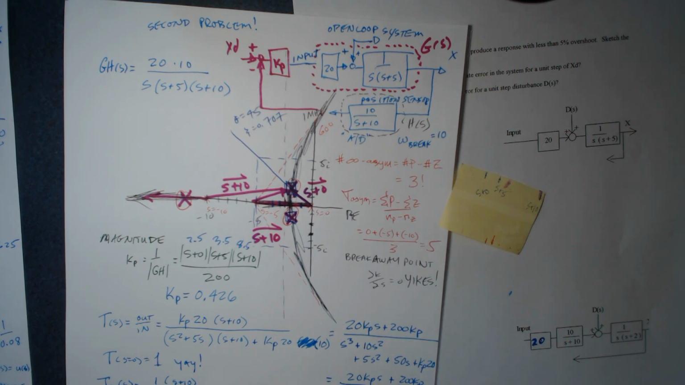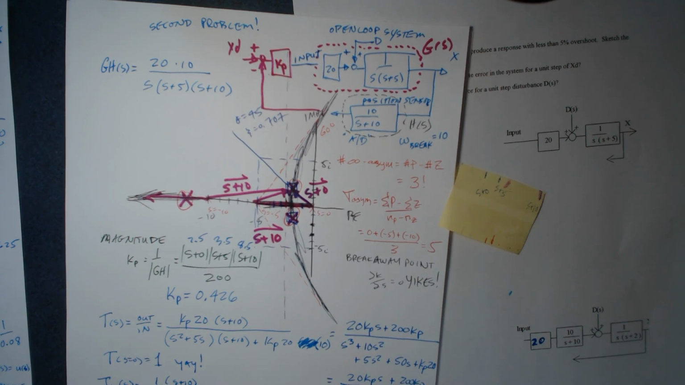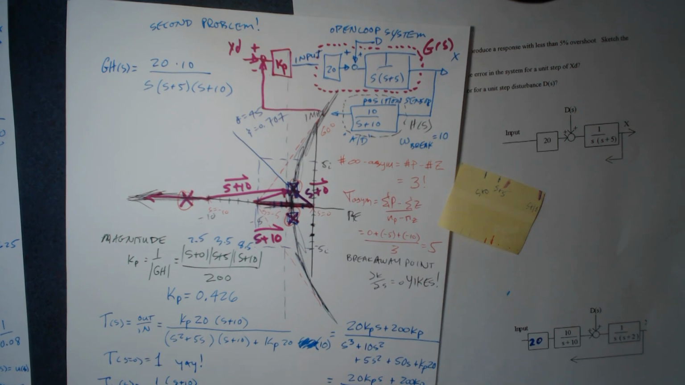This is S plus 10 over S cubed plus 15S squared plus 50S plus 20 Kp. By the way, just so you know, always the same characteristic equation. Okay? That's always the same one.